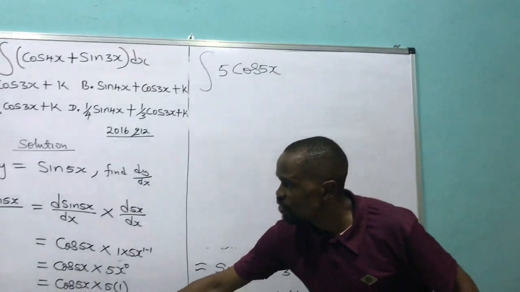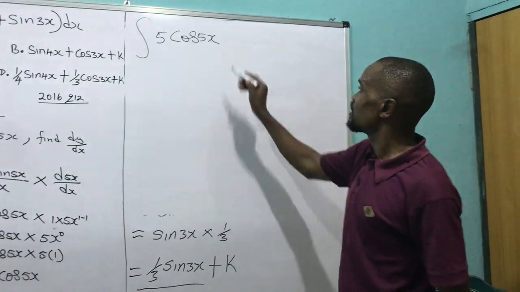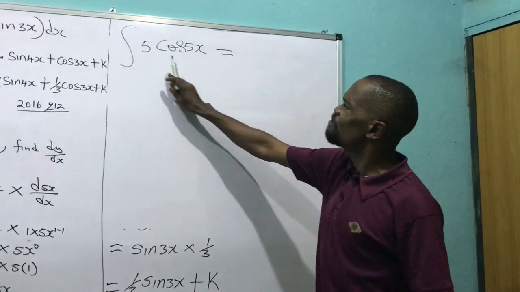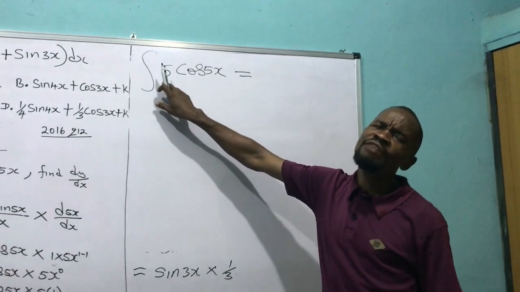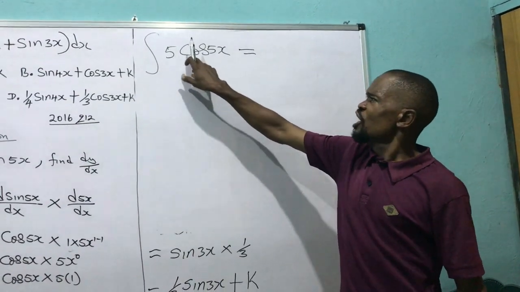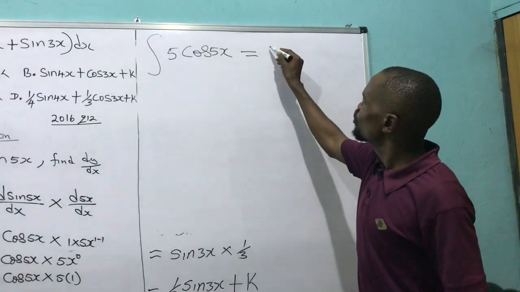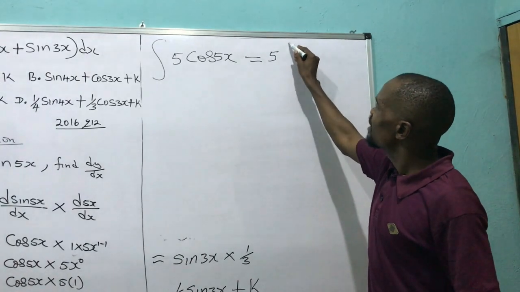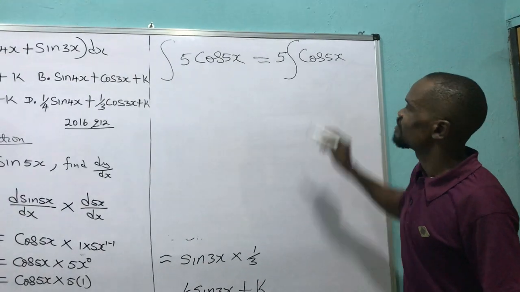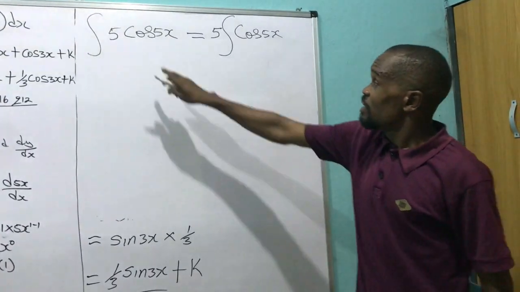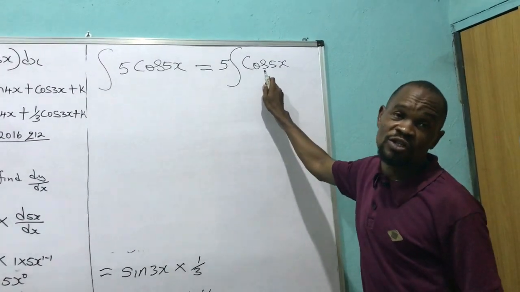This is our answer we got when we differentiated this. Now we integrate it. Looking at this, 5 is a constant. But this 5 will survive this integration because it is with the cos. So what am I going to do? It will be 5 outside, integral of cos 5x. Are you following what I'm doing now? This 5 is a constant. I bring it out, then integrate the cos. Are you getting what I'm saying now?